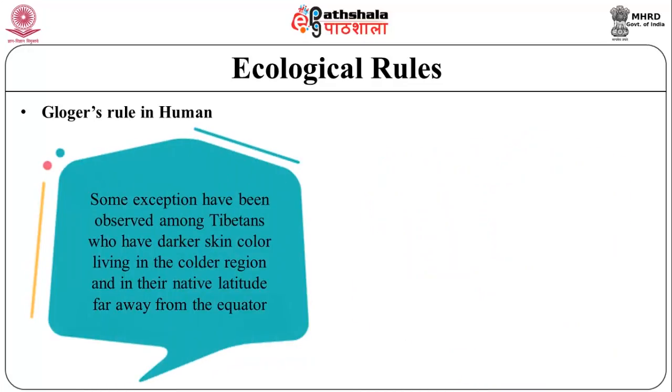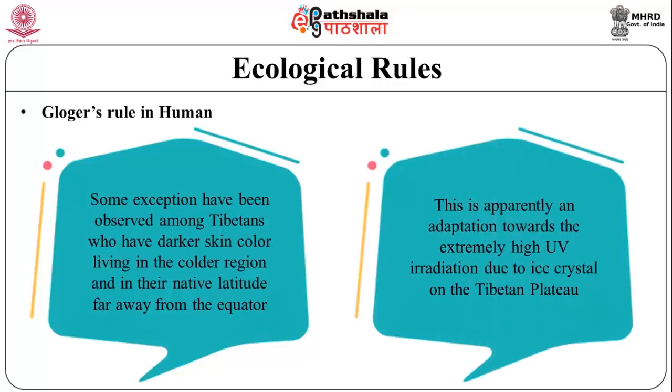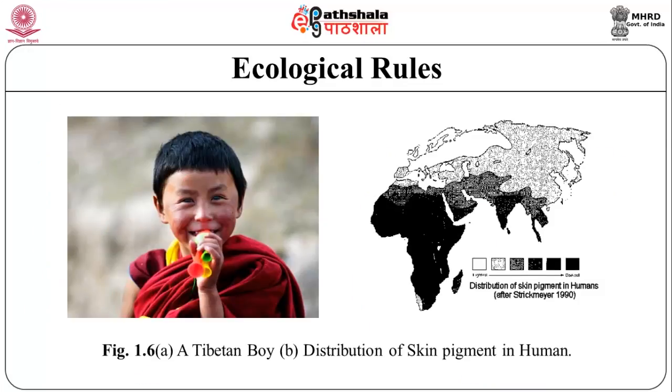Some exceptions have been observed among Tibetans, who have darker skin color living in the colder region and in their native latitude far away from the equator. This is apparently an adaptation towards the extremely high UV radiation due to ice crystals on the Tibetan plateau. The figure also shows a Tibetan boy, where the distribution of skin pigment in humans is distinguished.